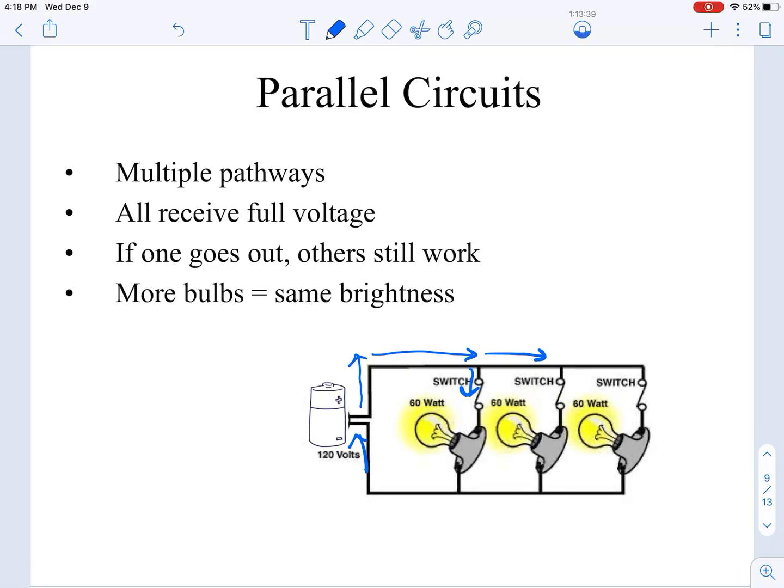So let's get a vocabulary word introduced here. We are going to call these branches. Everywhere that the wire splits and we get a different line that takes us down a different route, that is a branch. So this particular image has 3 branches. This would be the first branch. So the electrons absolutely could choose to come through the first branch, through that first light bulb, and then they would make their way back to the battery.